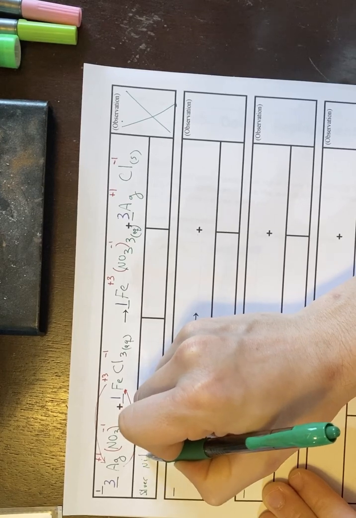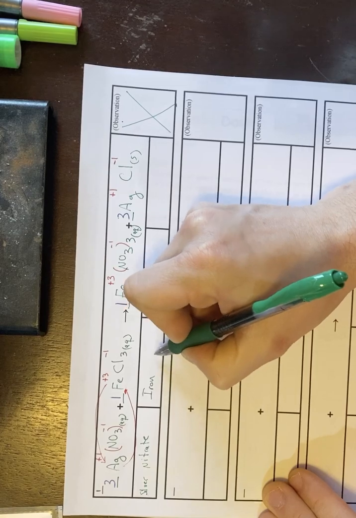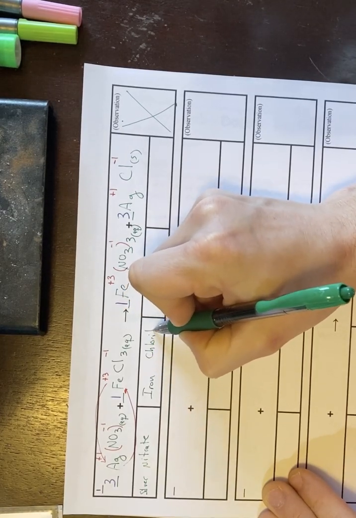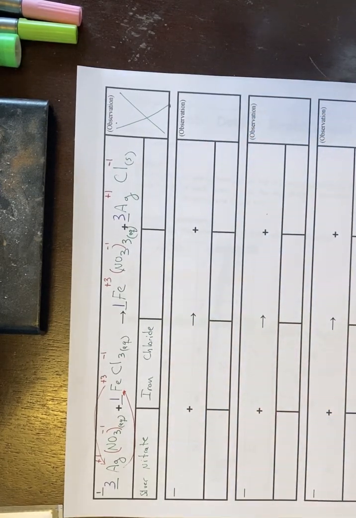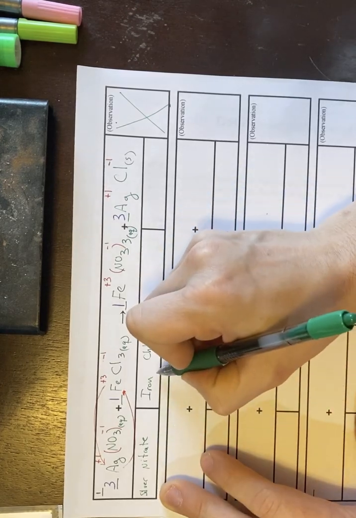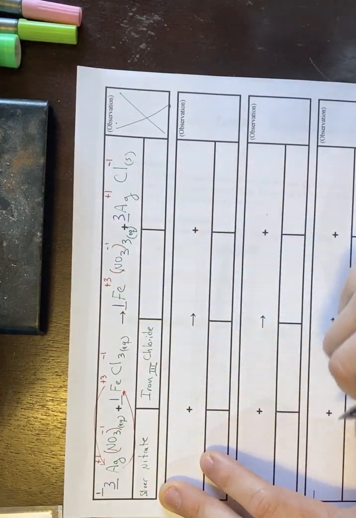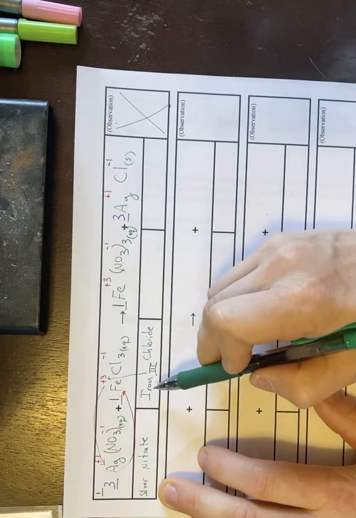Silver nitrate, iron. I'm skipping the Roman numeral for a reason. Let's double check with silver and iron if they need Roman numerals. Iron obviously does. I don't remember if silver does. Silver does not. So silver's good. So silver nitrate's fine. Iron needs a Roman numeral. It's Roman numeral 3 in this case because the oxidation state is 3. And then I just swap them.